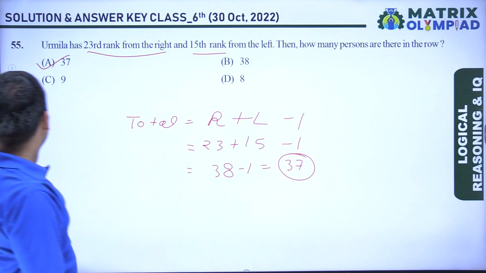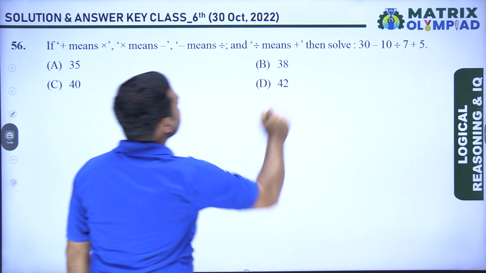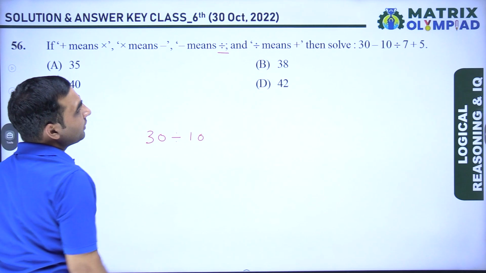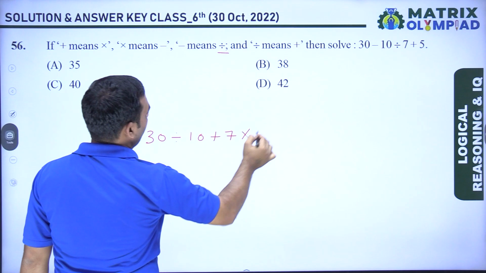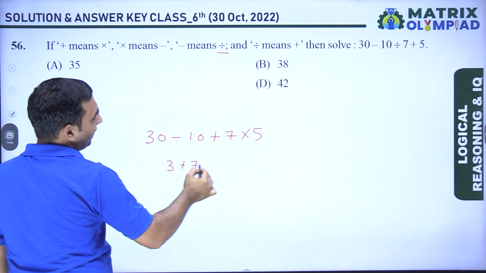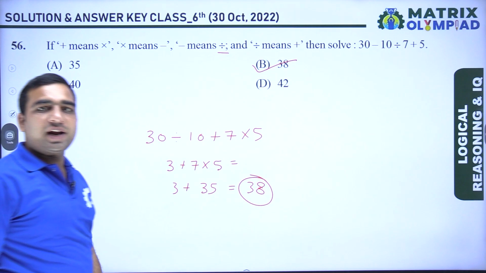Next question is, if plus means into, into means minus, minus means divide, divide means plus, then solve: 30 minus 10 divide 7 plus 5. Minus means divide, so 30 divided by 10. Divide means plus, plus 7. And plus means into 5. So 30 divided by 10 is 3, plus 7 into 5. 7 into 5 is 35, plus 3 is equal to 38. Our answer is 38. Option B is the correct answer.